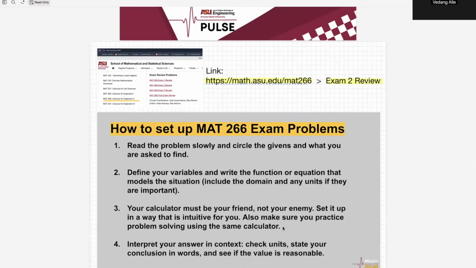And number four is interpret your answer in context. Check units. Check if it makes sense. For example, if you're calculating the drag or the lift of an aircraft, it cannot be negative, right? State your conclusion, make your assumptions, write them down clearly, and see if the value is reasonable.